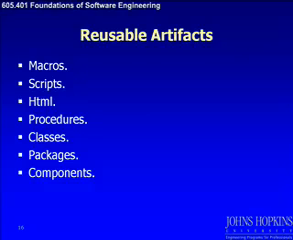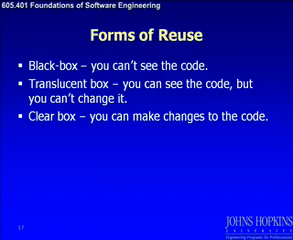That's reusable artifacts. There are different kinds of reuse. I call them forms of reuse: black box, clear box, and then something in the middle that I'm calling translucent box. The distinction is here. With black box reuse, you can't see the code. All you see is the specification for the component. You see what it does.